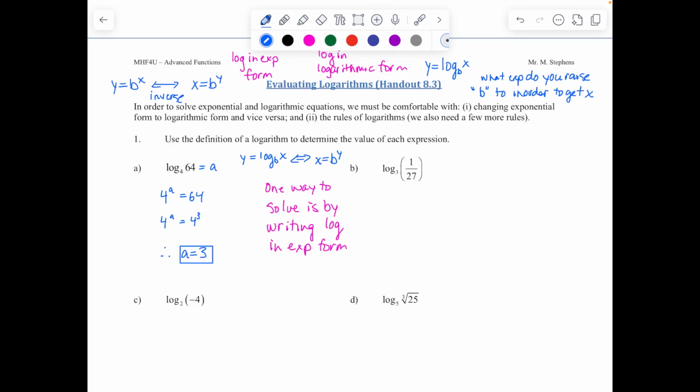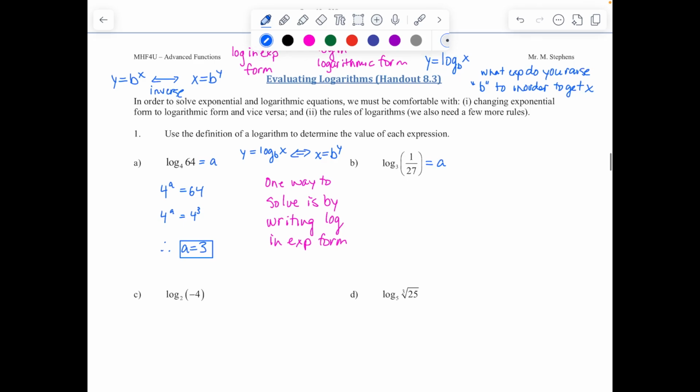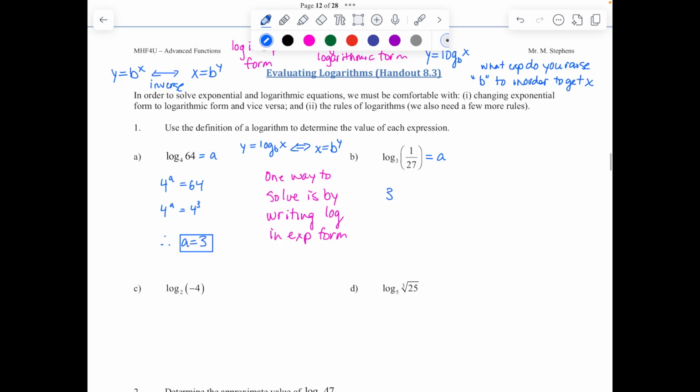Okay, let's do it again. If I have log base 3 of 1 over 27 and I let that equal a, I can rewrite this as 3 to the power of a equals 1 over 27. Then I have to remember how to write 27 as a power with base 3. You can trust me that it is 3 to the exponent negative 3. Therefore, a is negative 3. Now, if I put this in my calculator, I would get the same thing.